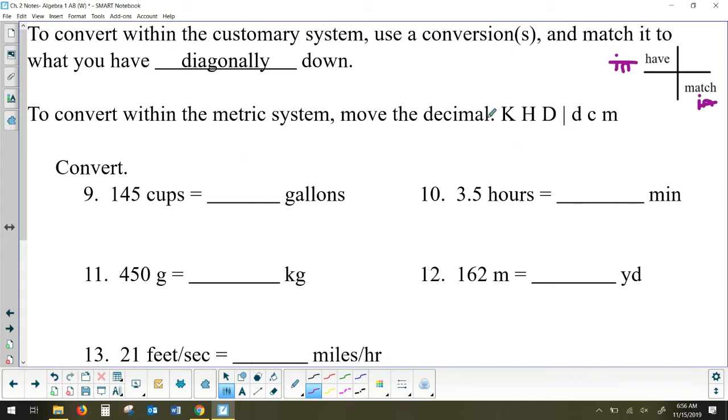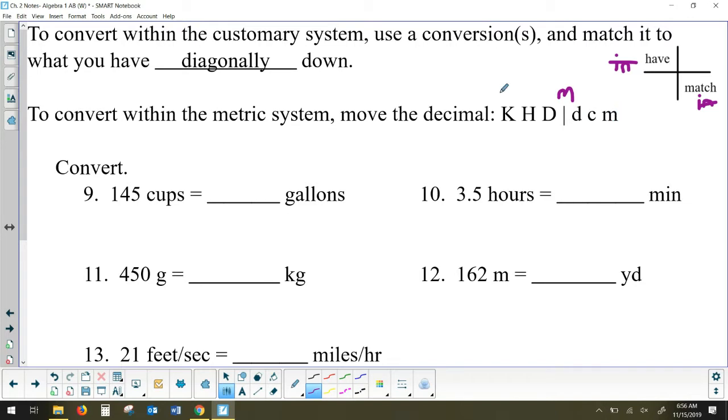When you converted to the metric system, you could use this same method, or you could see that if I had meters, I have kilometers, hecameters, decameters, just meters, decimeters, centimeters, millimeters.